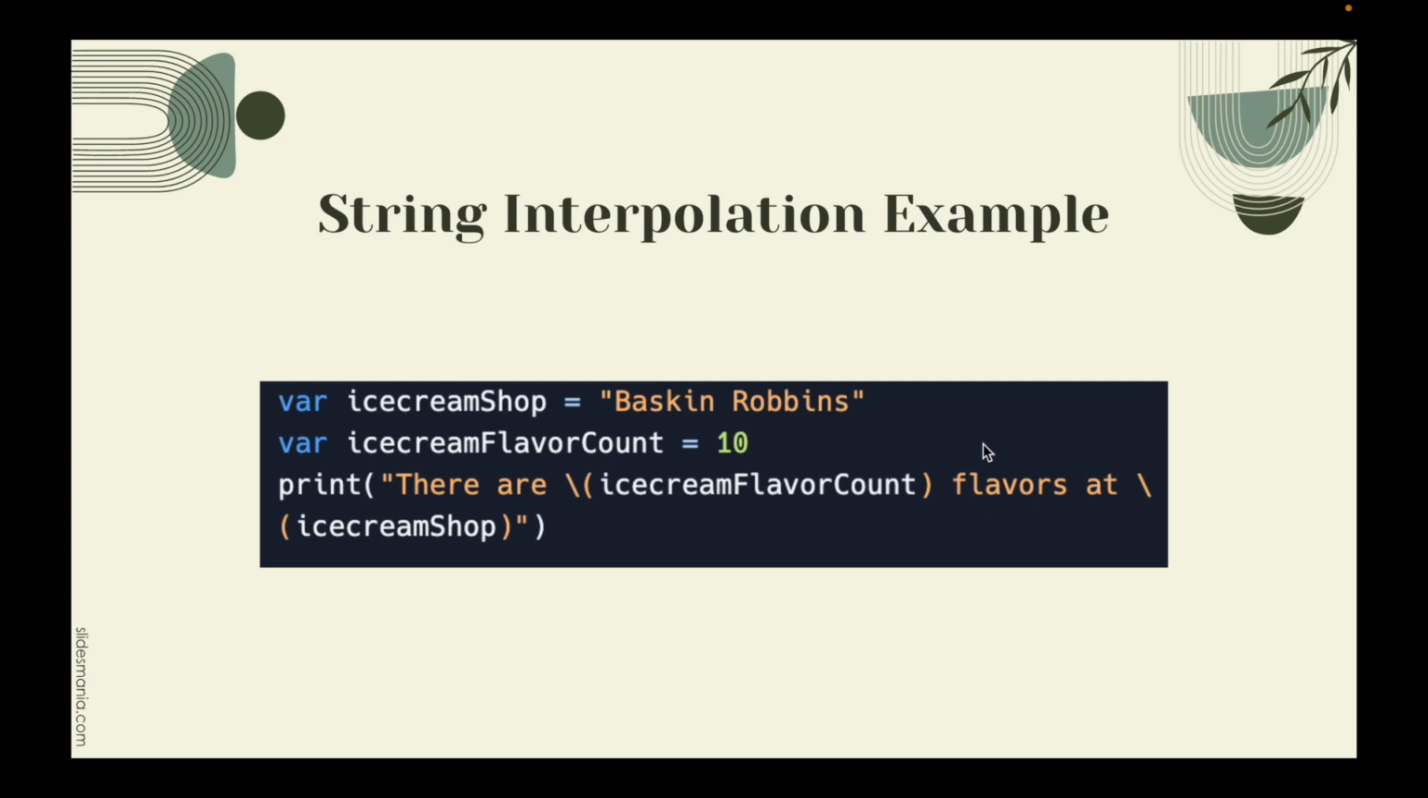So "flavors at", it will print out flavors at, and then it reads this symbol again, backslash, and then parentheses. And so instead of printing out ice cream shop, it goes to the variable, and then it sees that Baskin Robbins is directed to that variable. So it will print out Baskin Robbins instead.